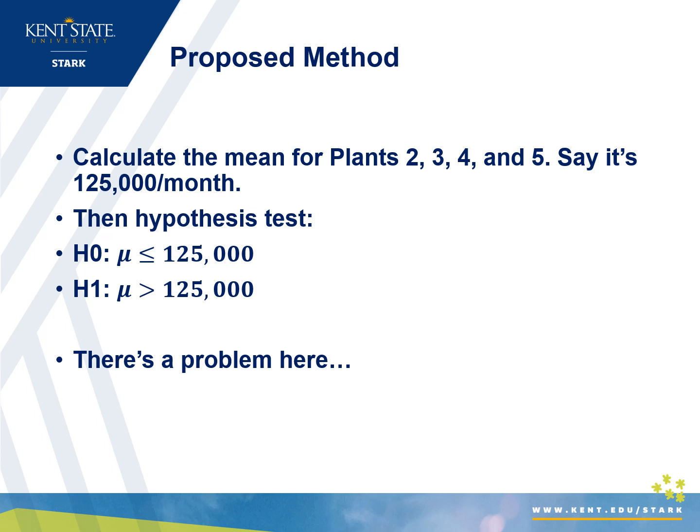Now, it might be tempting to do something like this, to just calculate the mean for one of the samples and then test the other sample against the mean we calculated. For example, in our plant manager example, maybe the sample mean for the peer plants is 125,000 units per month. So we can just test plant number one's mean against 125,000, right? Well, no. Take a moment to see if you can figure out why. Take a pause and think about it.